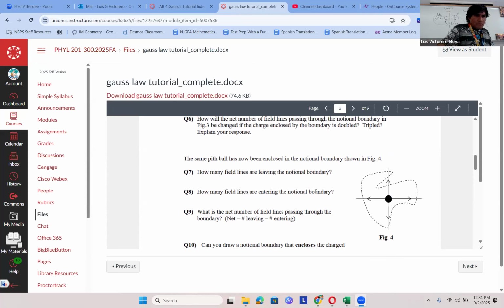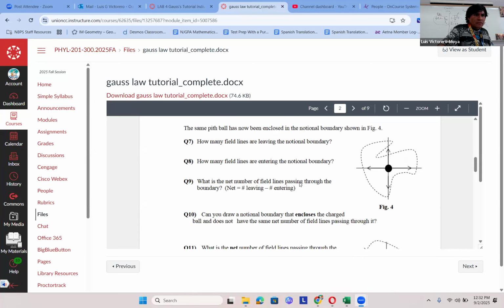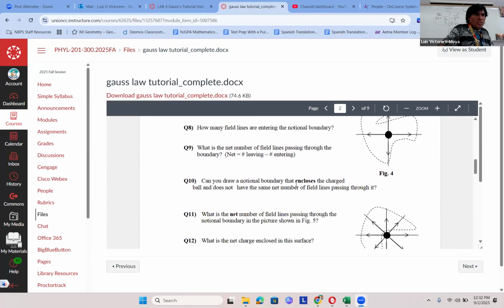Now here you have another, more confusing boundary. How many lines are leaving the boundary? How many lines are entering the boundary? Right, so you can see here, be careful with this line here. Can you draw a boundary that encloses the charge and does not have the same number of field lines passing through it? So you may have to do something smaller or in a different shape.